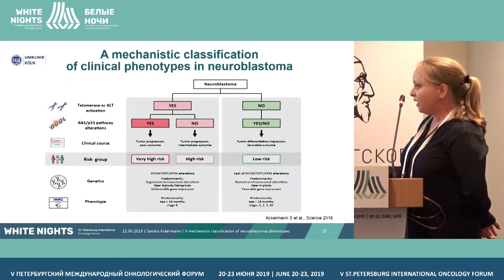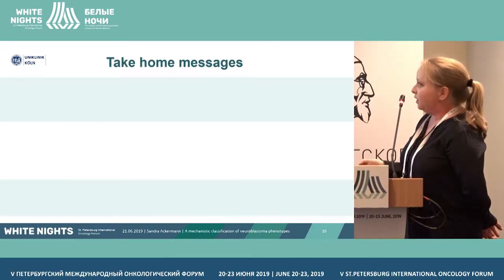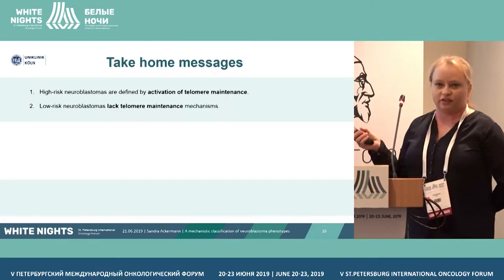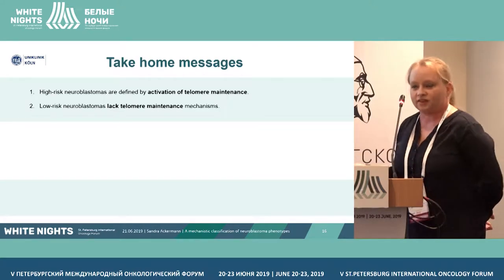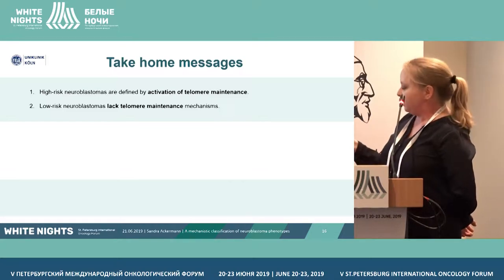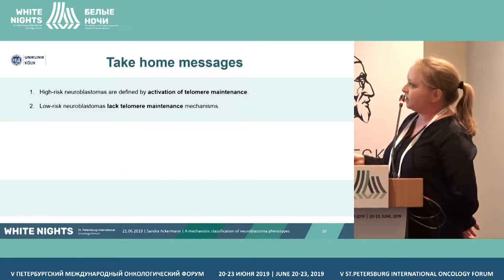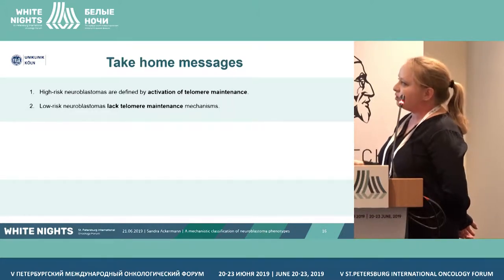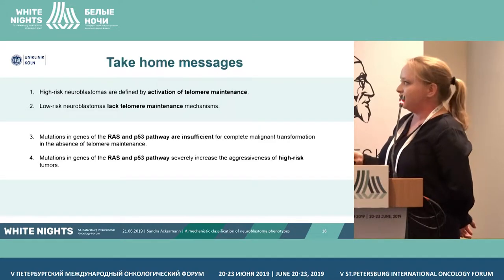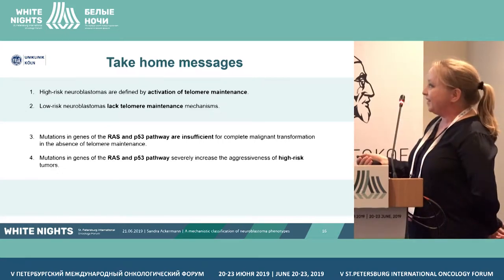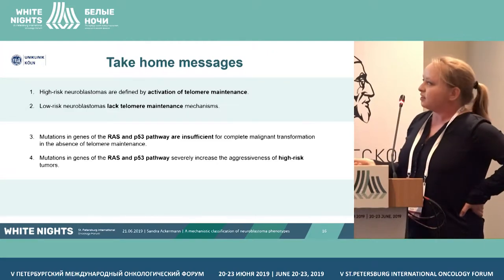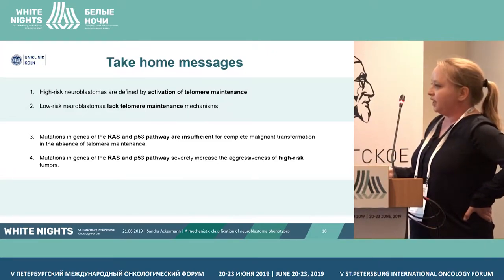But to summarize and to put this into words, I put this into three categories. To start with, as I just said, if you see activation of telomere maintenance, you have high-risk neuroblastomas. If you don't see this, it's a low-risk tumor. It's that easy.